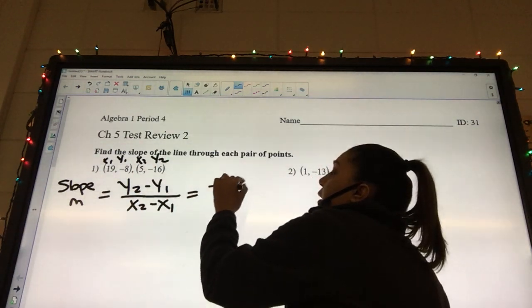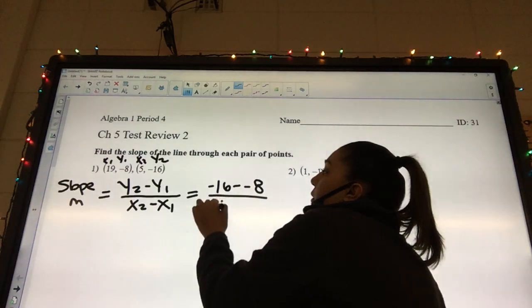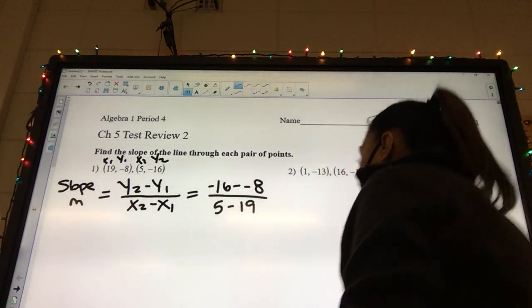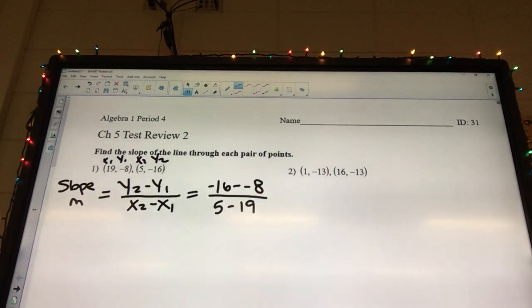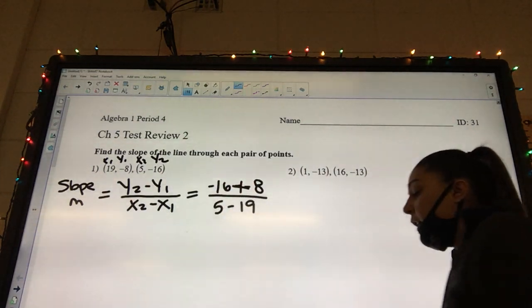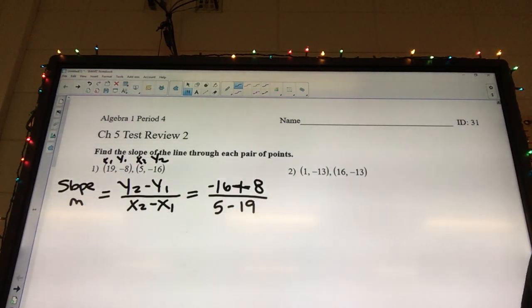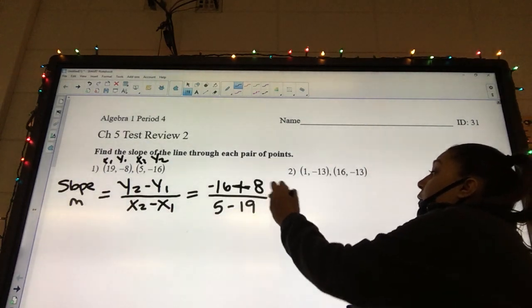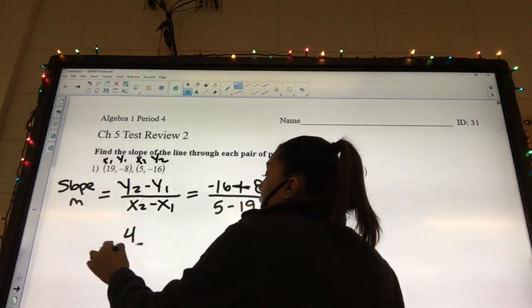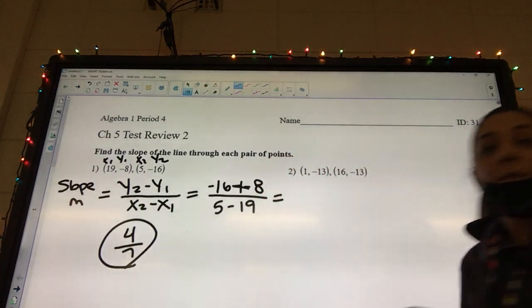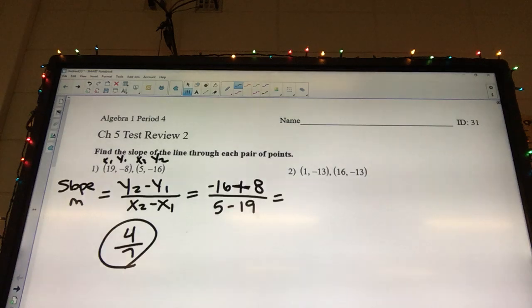So negative 16 minus negative 8 over 5 minus 19. Okay, on your calculator, you can type this in, or if you're at home, you can use the Desmos calculator app and just hit the fraction button, and it's going to say negative 16 plus 8 on the top, and on the bottom you got 5 minus 19. And it's going to give you 4 over 7. Okay, so 4 over 7. And that is our what? What were we finding? Our slope.